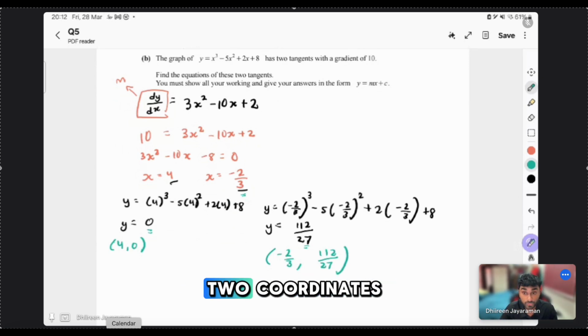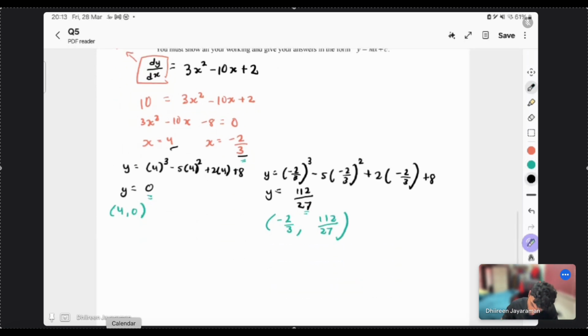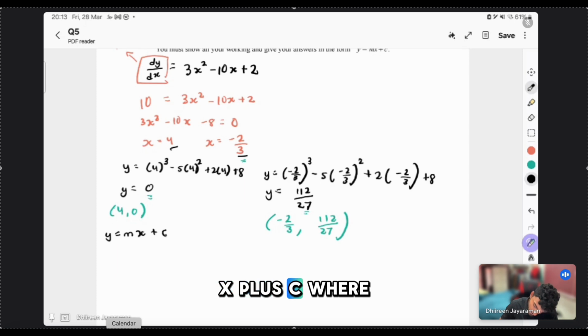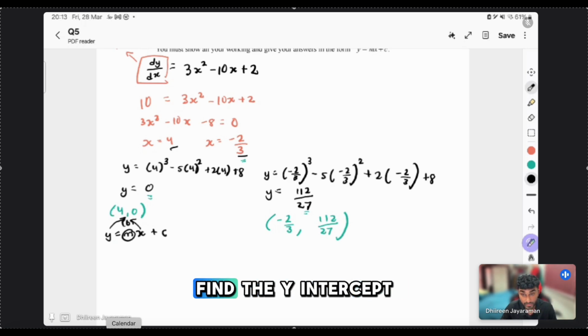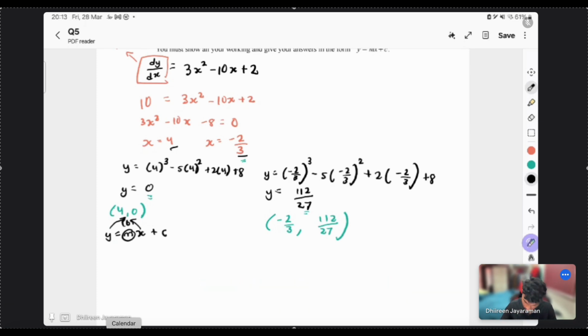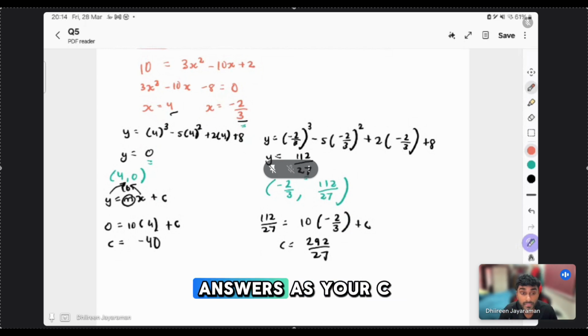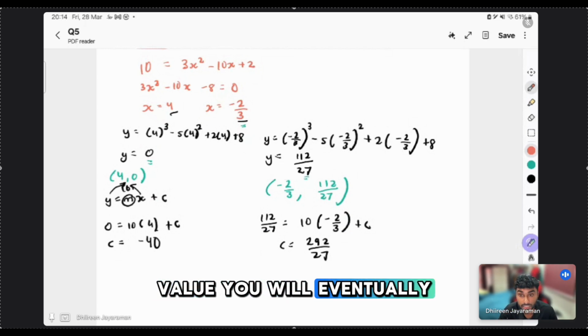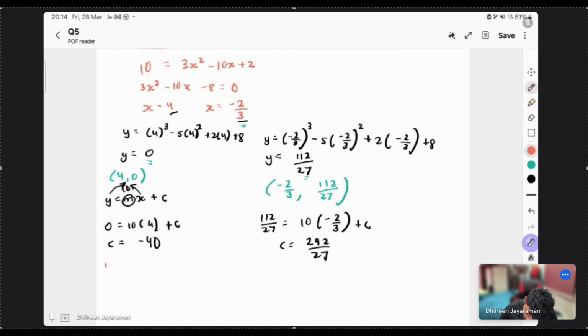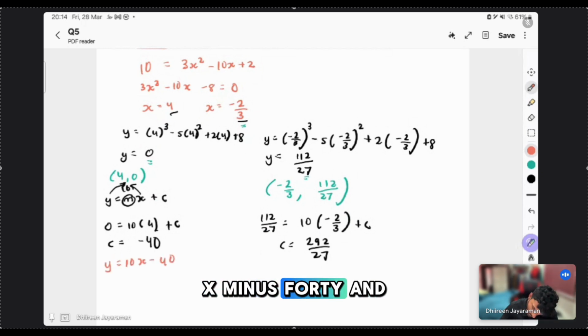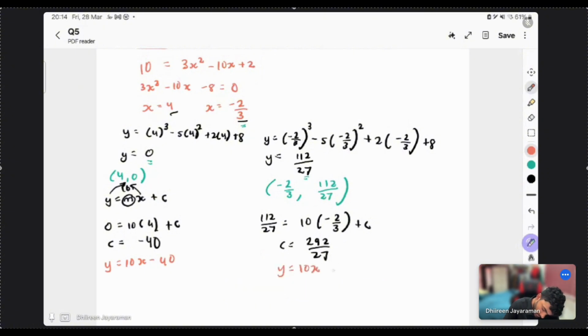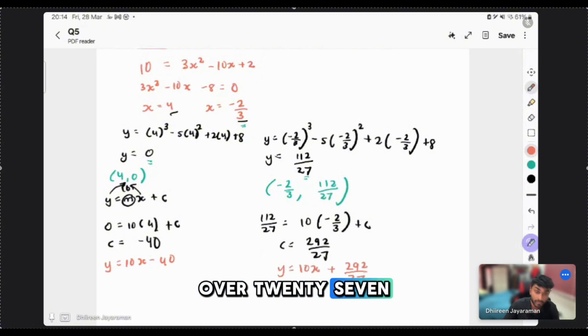So after finding these two coordinates, we need to find the y-intercept using the formula y equals mx plus c, where m is 10. You've got your y value and you've got your x value. So you have to sub them in to find the y-intercept for both of the equations. This is the answer. So getting these two answers as your c value, you will eventually get your equations of the lines: y equals 10x minus 40 and y equals 10x plus 292 over 27. Done.